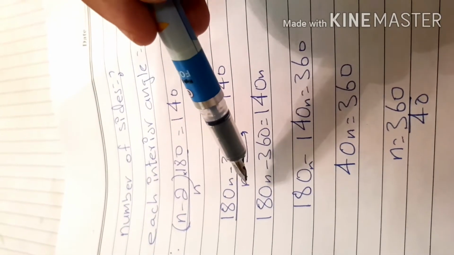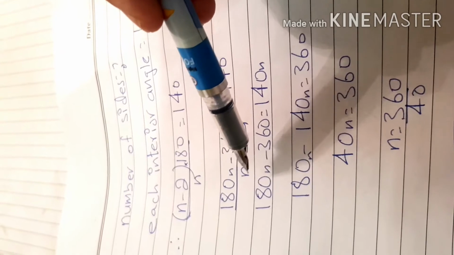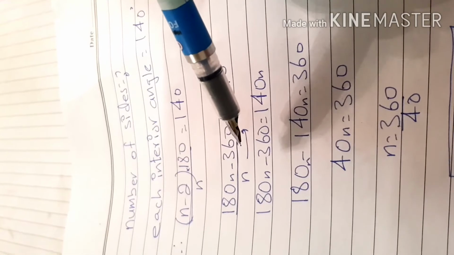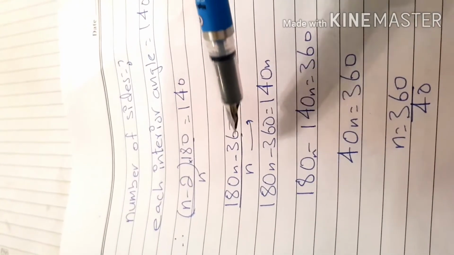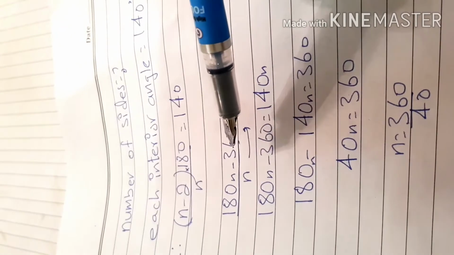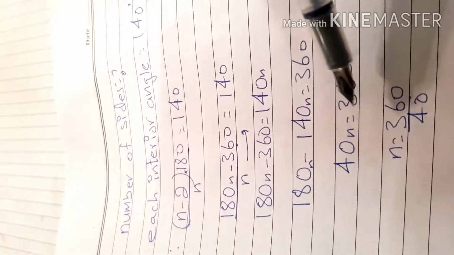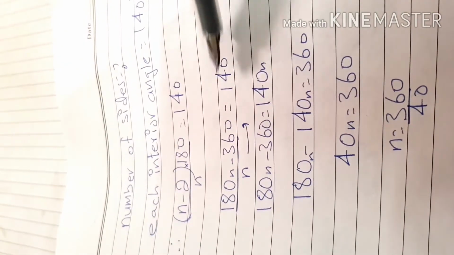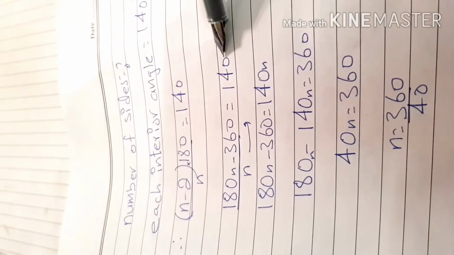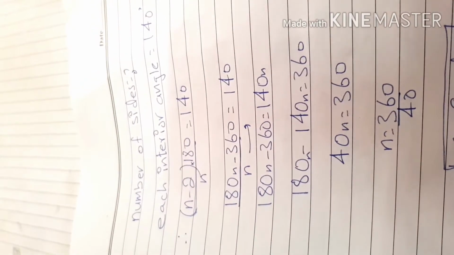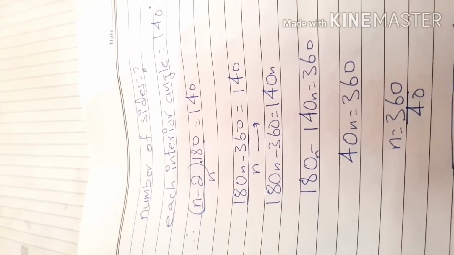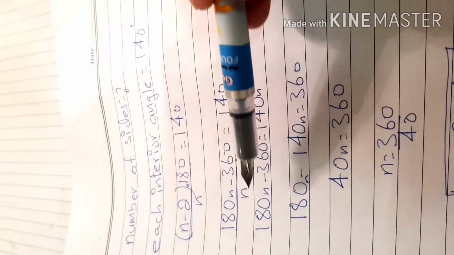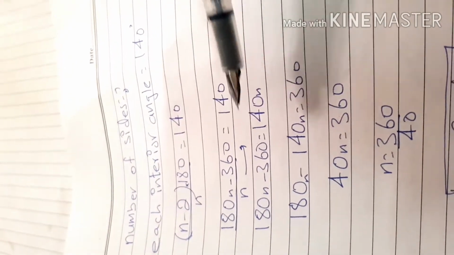Then since we want to know the value of n, we will keep it alone on one side of the equals. So we move n over here and 140 over here, so that it can be solved further. Or if you don't move the 140 at once, you can move it later, like I did over here. It is entirely up to your choice. If you move the n over here, it was dividing, so when it goes over there, it gets multiplied with 140 and becomes 140n. So the whole equation transforms to 180n minus 360 equals 140n.